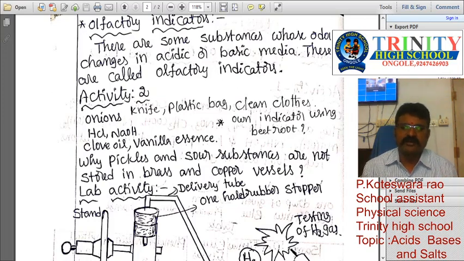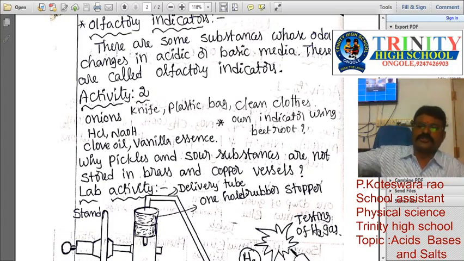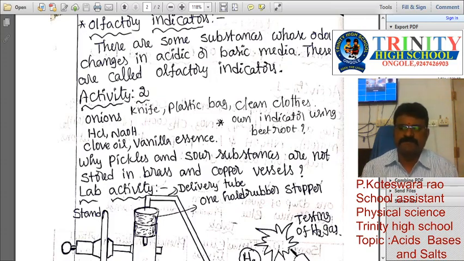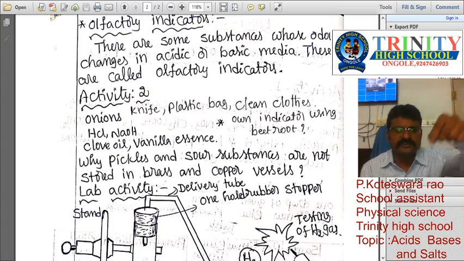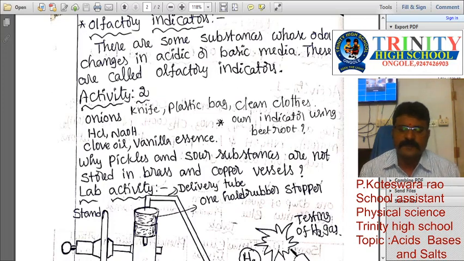Take one test tube and add 1 or 2 drops of dilute HCl. Take one more test tube and add 1 or 2 drops of NaOH. Then add clove oil solution in those 2 test tubes and observe the odor.